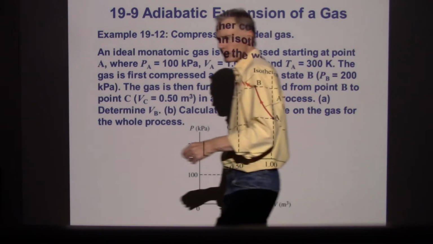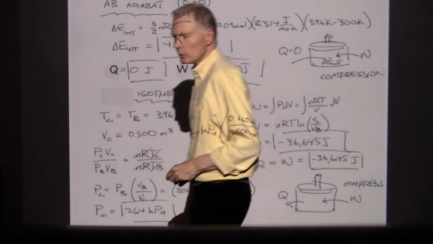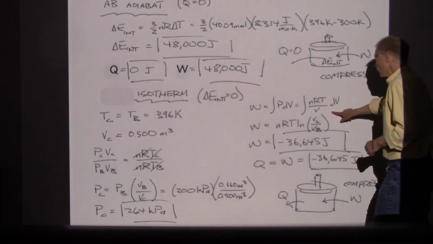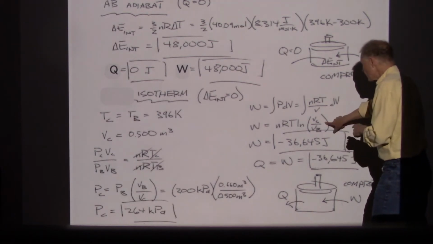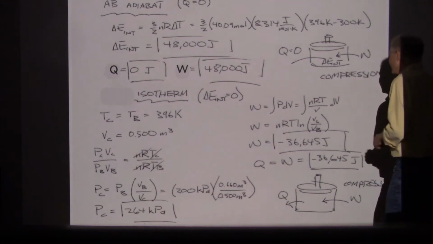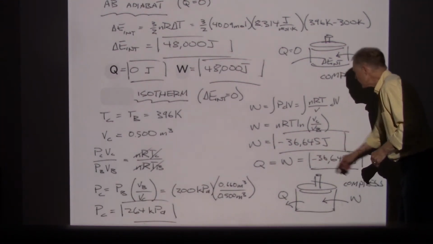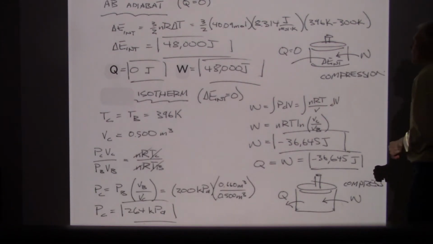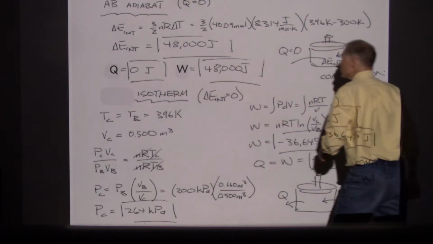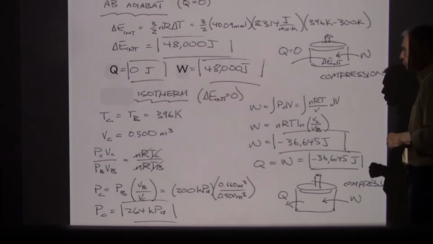All right. Now on this side, the work we can calculate for the isotherm. We've derived this formula earlier. This is going to be 36,000. Now this is still work going in. I did put a minus sign here. I need to stay consistent, I guess. In both steps, energy went in through work, 48,000 joules in that step from A to B, and from B to C, 36,000 additional joules went in.